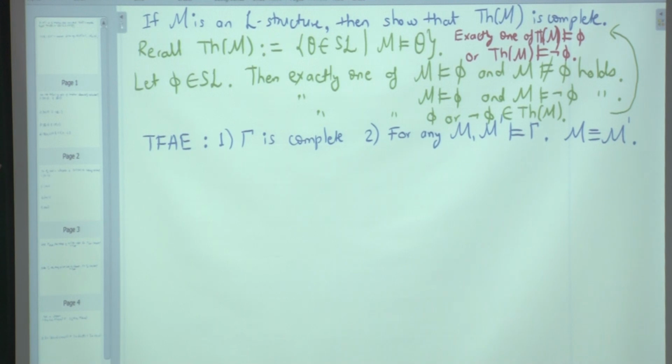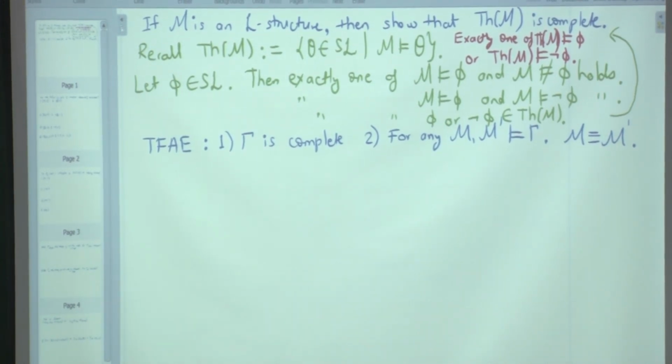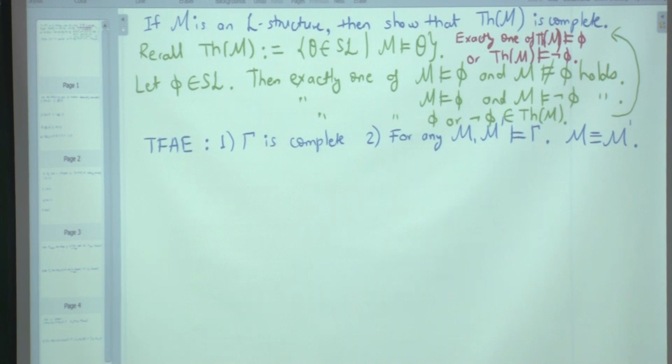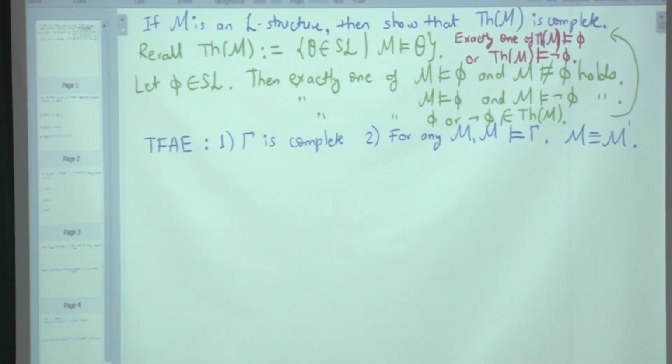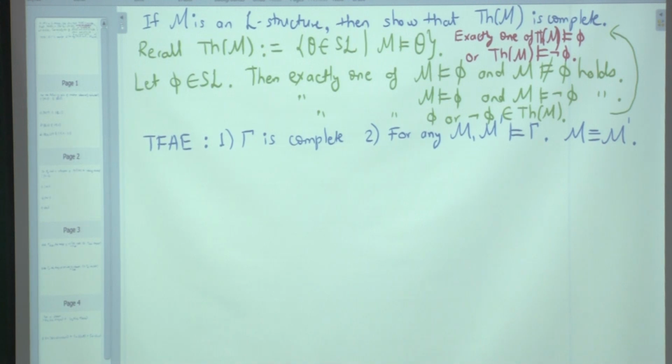Can both of them happen simultaneously? No, because it is satisfiable. If phi and negation phi are both logical consequences, then their conjunction will be a logical consequence. Correct? So that cannot happen. We cannot prove a contradiction by the theory of a structure, because then that contradiction is true in the structure. That's impossible. Okay, so that's all. Here we are using that the theory of M is deductively closed.